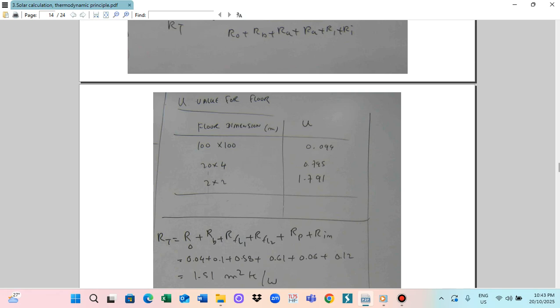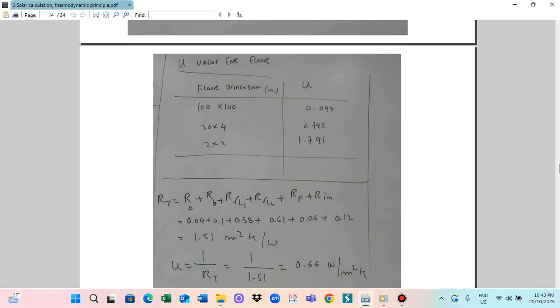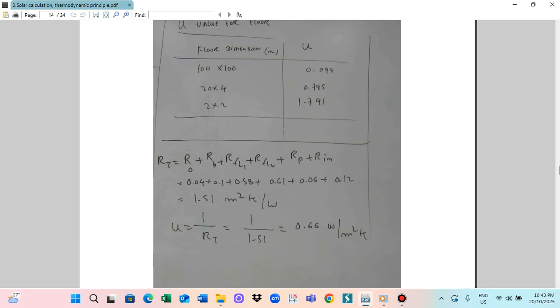So now I give you a break. So after the break, we will solve the problem to calculate the heat transfer.